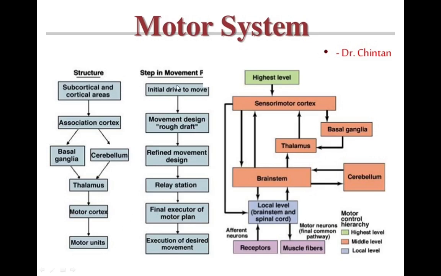So the role of these subcortical and cortical areas: you need to initiate movement. Association areas design movement. And basal ganglia and cerebellum refine movement, as I already said earlier. And of course, the thalamus relays the information that is coming from these higher centers for motor function.